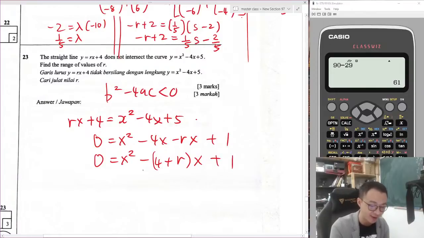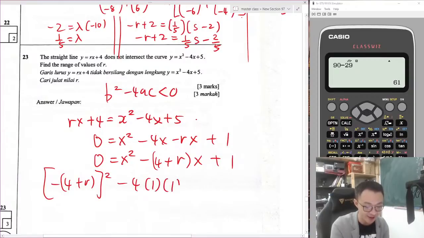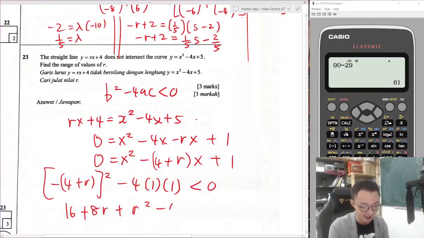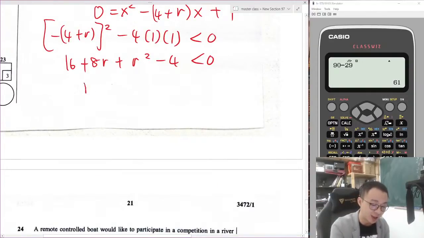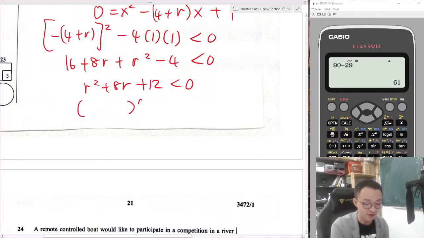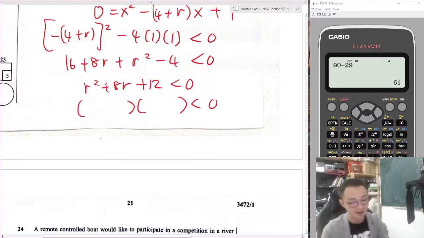Just factorize. So b squared, which is negative 4 plus r squared minus 4ac less than 0. This one I kind of need to expand it. No choice. 16 plus 8r plus r squared minus 4 less than 0. So r squared plus 8r plus 12 less than 0. Factorize. Oh my god. Plus.